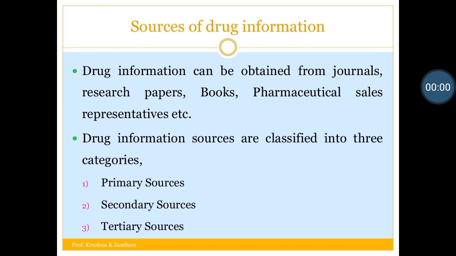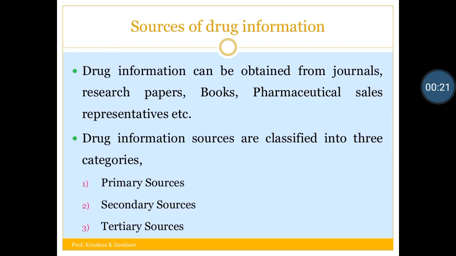The second part of the information center is known as the sources of drug information. There are different types of sources, known as primary sources, secondary sources, and tertiary sources. Drug information can be obtained from journals, research papers, books, pharmaceutical sales, and representatives.